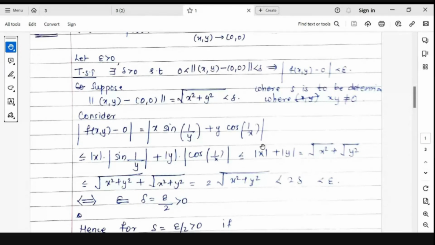Mod of x is nothing but under root of x square, and mod of y can be written as under root of y square. Each of these terms will be further less than or equal to under root x square plus y square, so the sum is less than or equal to 2 times under root x square plus y square. Now observe that this is precisely the norm of (x, y) minus (0, 0), and I have taken this value to be less than delta. So this is less than 2 delta. And further, this will be less than epsilon if and only if I take my value of delta equal to epsilon by 2.